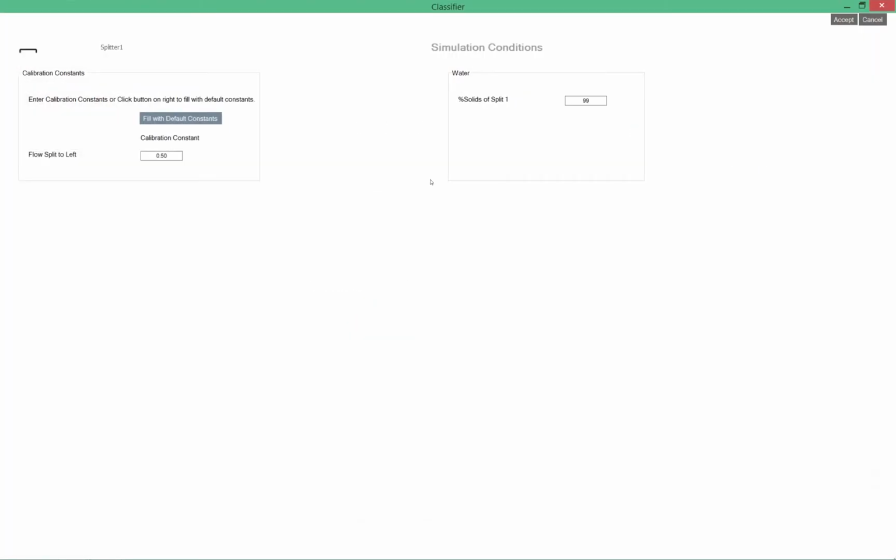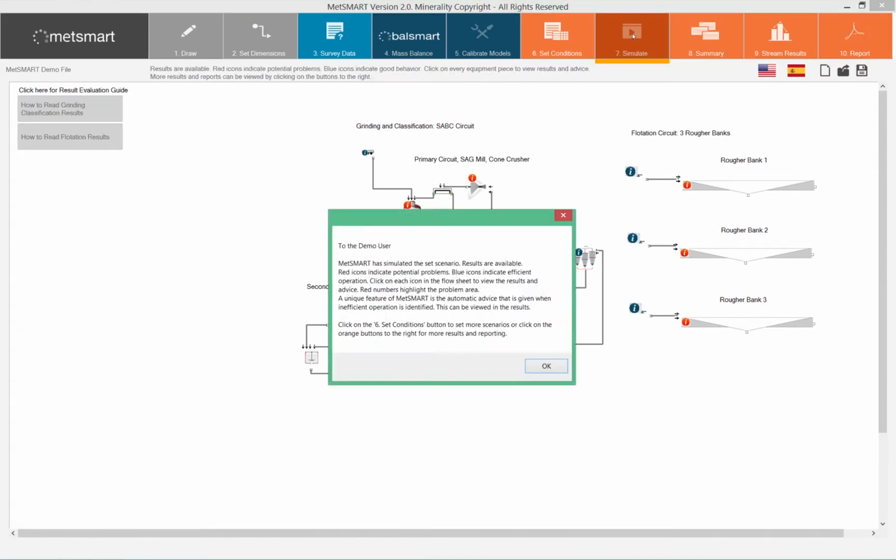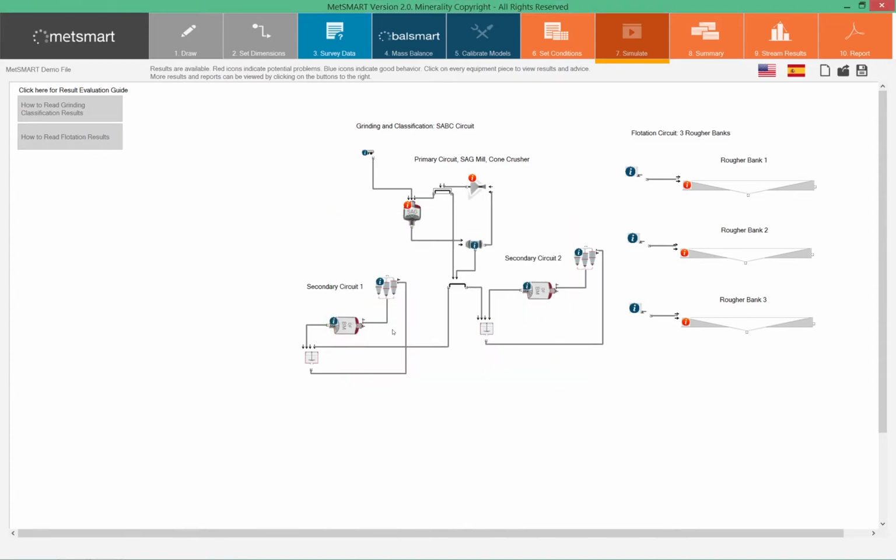So if I click on the splitter, I can say how much do I want to send to the left, back to the sag mill, and I'm choosing 0. Let's see what happens if I do this. I will have problems in my sag mill and my crusher, but the secondary circuit will still behave in a good way.